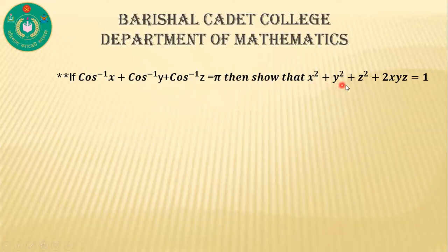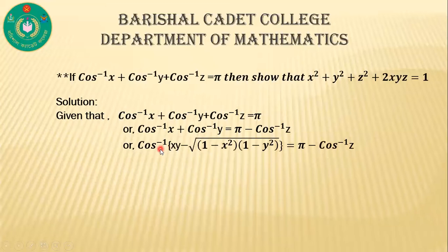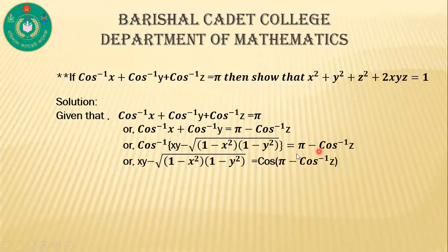Another question. If cos inverse x plus cos inverse y plus cos inverse z equal to pi, then show that x square plus y square plus z square plus 2xyz is equal to 1. Solution. Given that cos inverse x plus cos inverse y plus cos inverse z equal to pi. Then we can write cos inverse x plus cos inverse y is equal to pi minus cos inverse z. You know the formula, cos inverse x plus cos inverse y is equal to cos inverse of xy minus root 1 minus x square into 1 minus y square, is equal to pi minus cos inverse z.